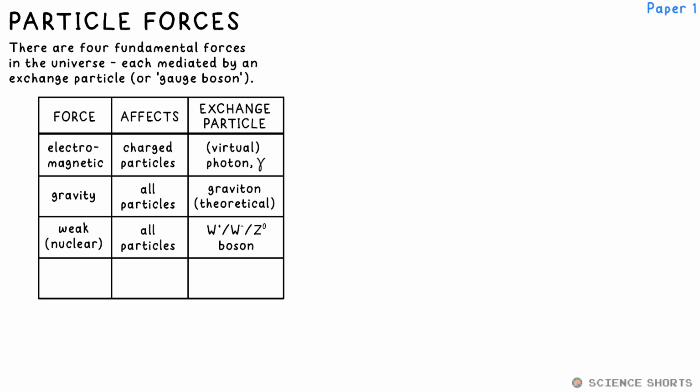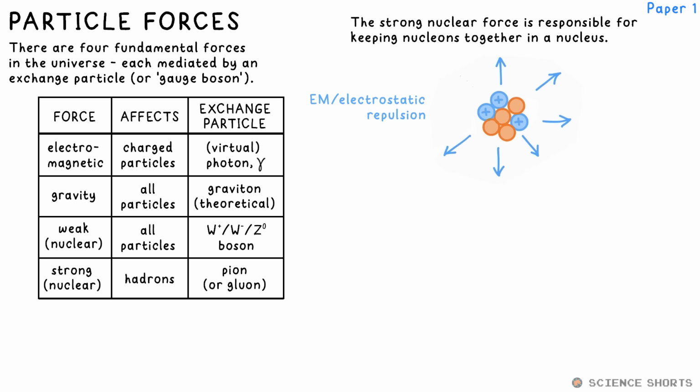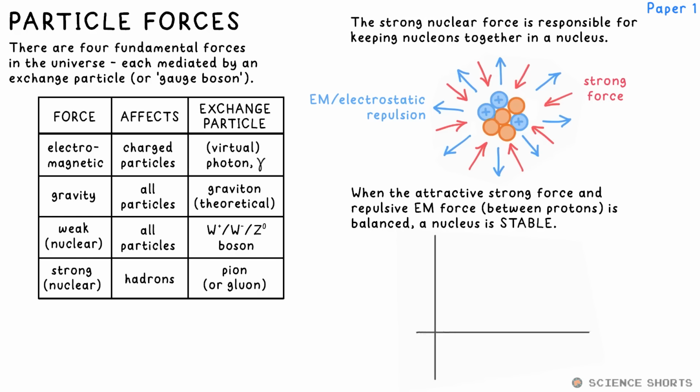The weak force or weak nuclear force can affect pretty much any particle. Its exchange particle is the W+, W- or Z0 boson. The strong nuclear force only affects hadrons on the other hand. Its exchange particle is the pion or gluon, if pion isn't an option in a question. This force is what holds nuclei together. The electrostatic repulsion between protons pushes outwards, while the strong force pulls inwards. Okay, a bit of gravity too, but that's really not that much. When these forces are balanced, a nucleus is stable.